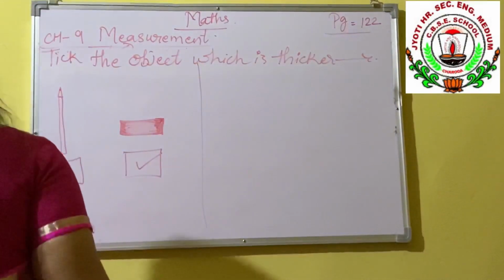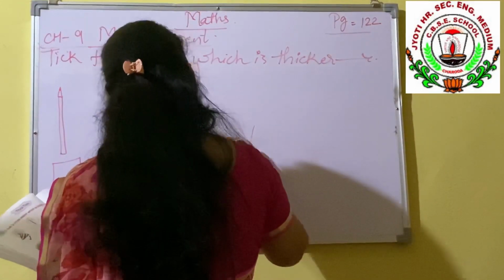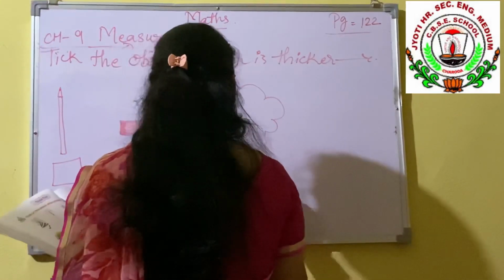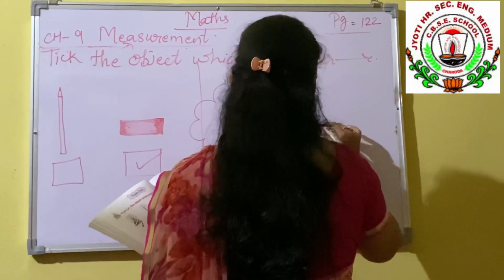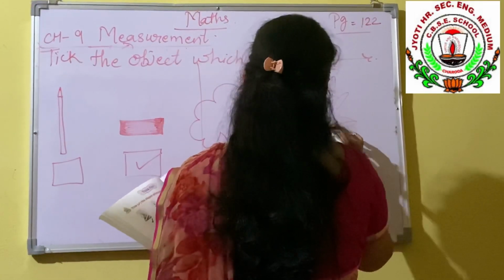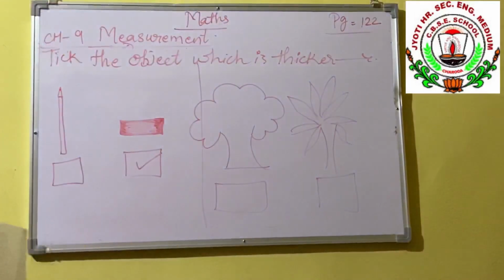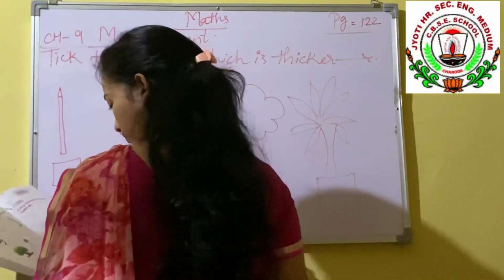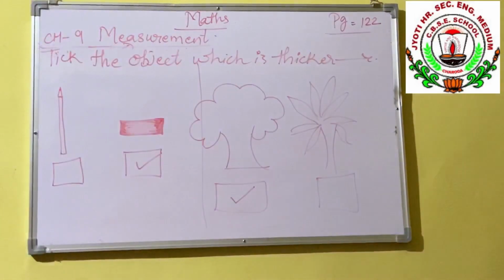Now I will take one more example. One big mango tree is there and one coconut tree is given over there. Which one is thick and which one is thin? Coconut is dubla patla and this one is healthy one. So we will take this thicker. This is thick one. Okay students.